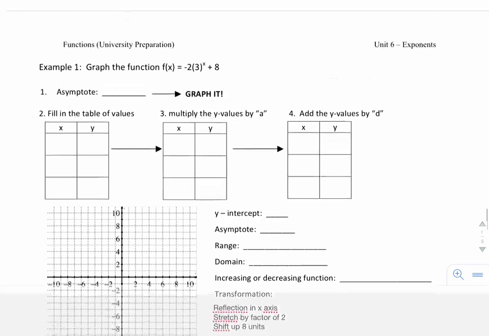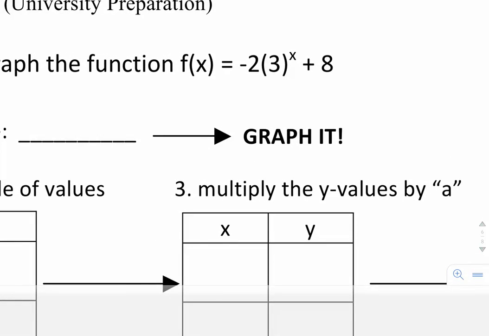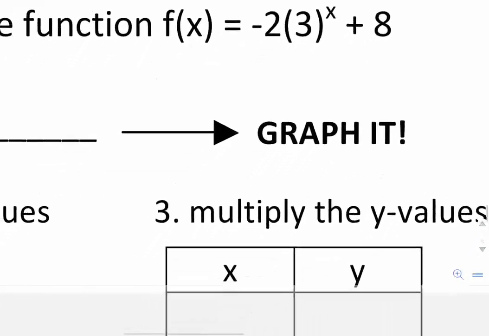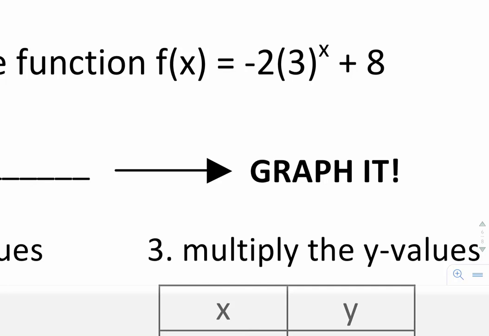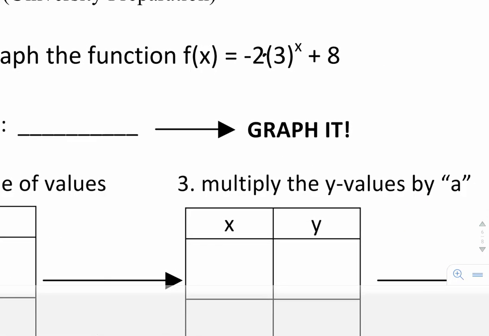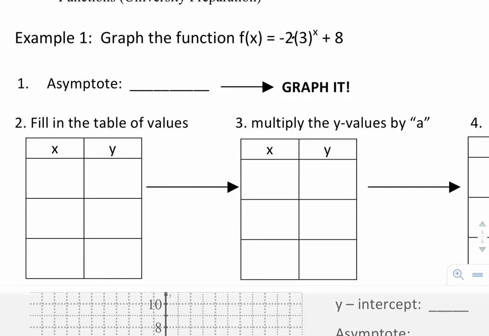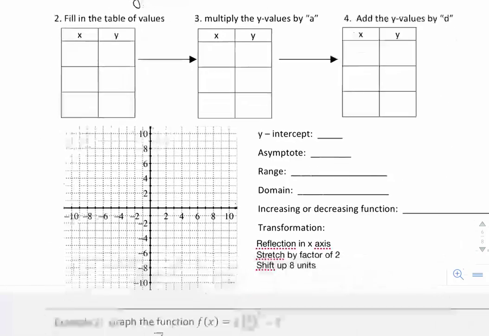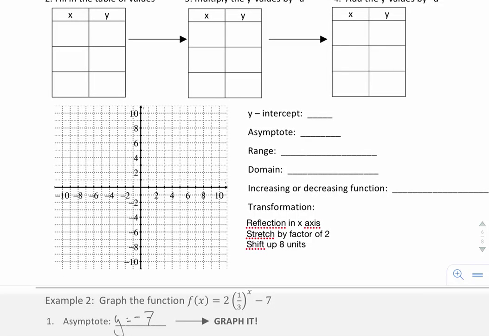We're looking at a function over here, -2 times, and there's again a multiplication assumed to be right here in the middle, 3 to the exponent x plus 8. So the first thing we do is identify our asymptote, which is always going to be that last number, the d value, and it's going to be y equals 8. And it says graph it. So that's a very important piece of information in our graph.